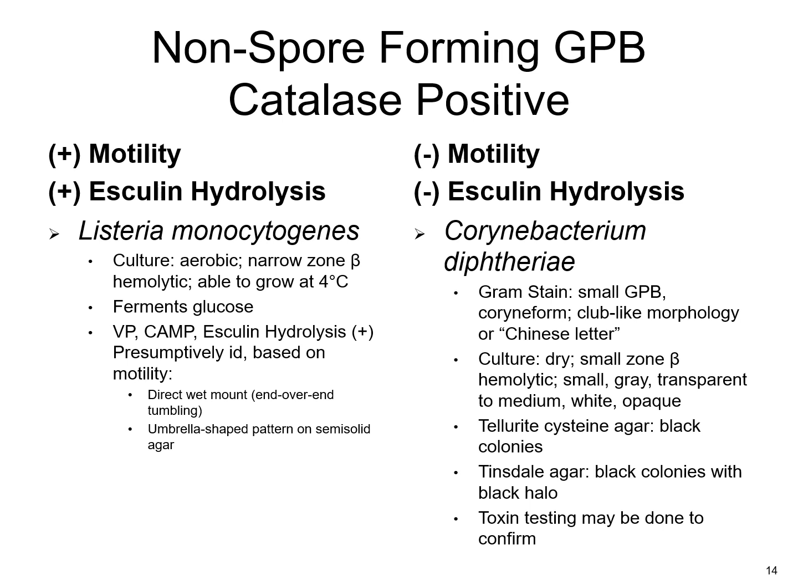And with this, your gram stain will be small gram-positive bacilli that will have a coryneform or club-like morphology, which is also termed a Chinese letter type appearance. These cultures are dry with a small zone of beta hemolysis. They are small, gray, transparent to medium white and opaque, so you can have some variations in appearance. And also on two different special media, these organisms can present as a black colony. And then toxin testing is usually done to confirm the particular toxin that these organisms produce.